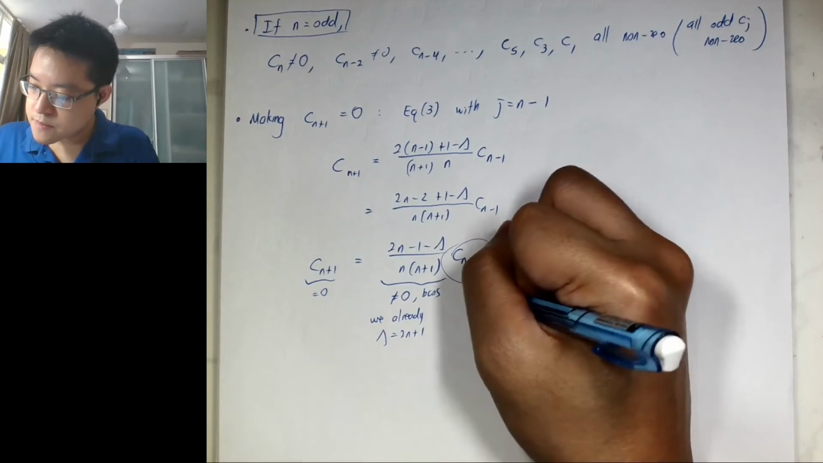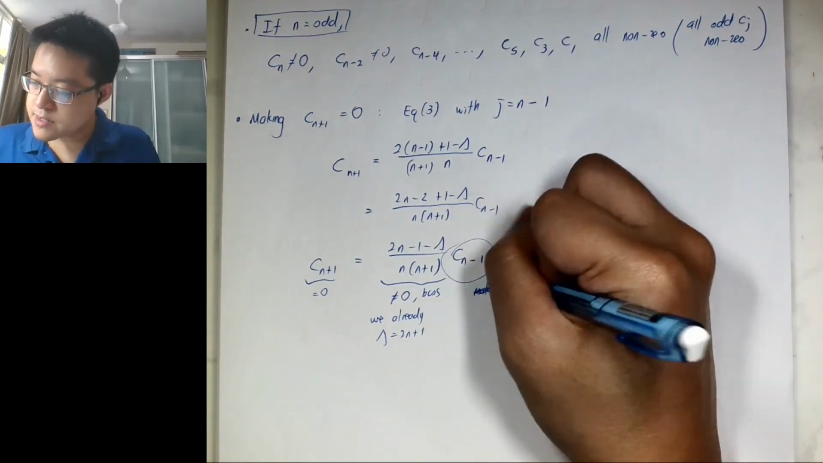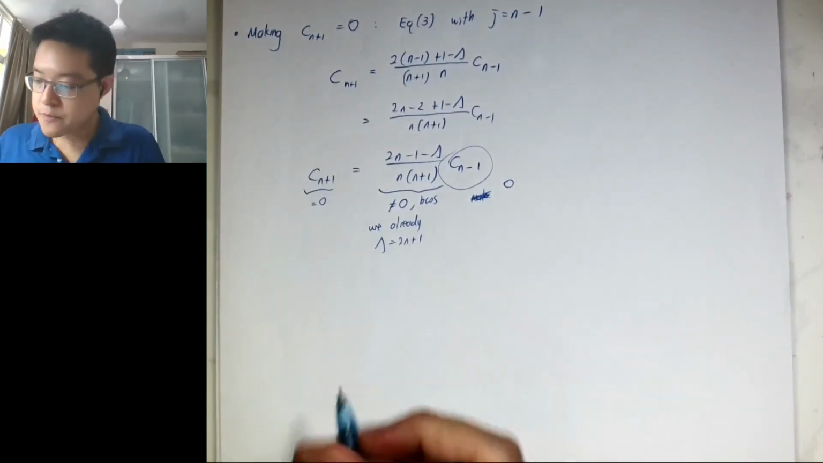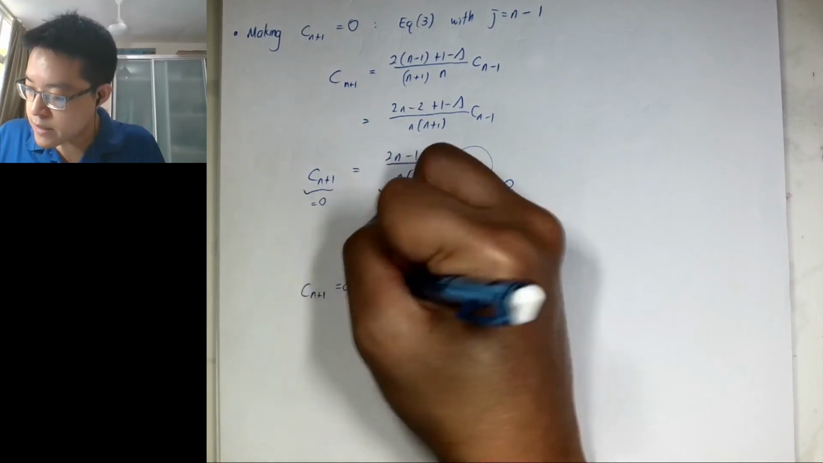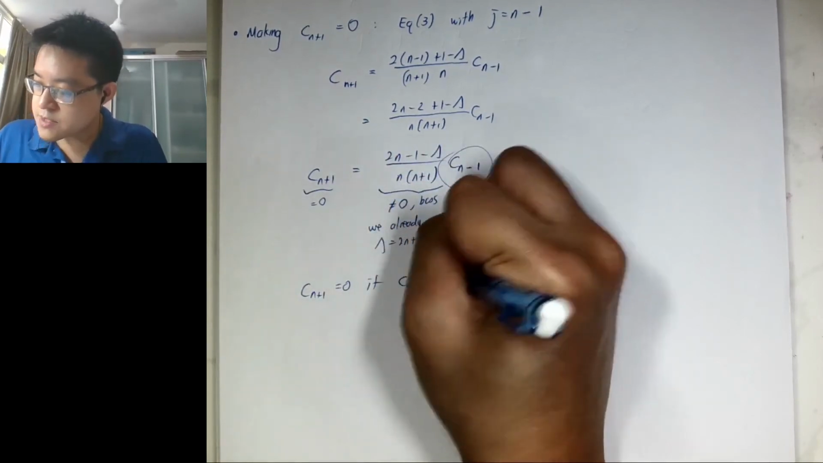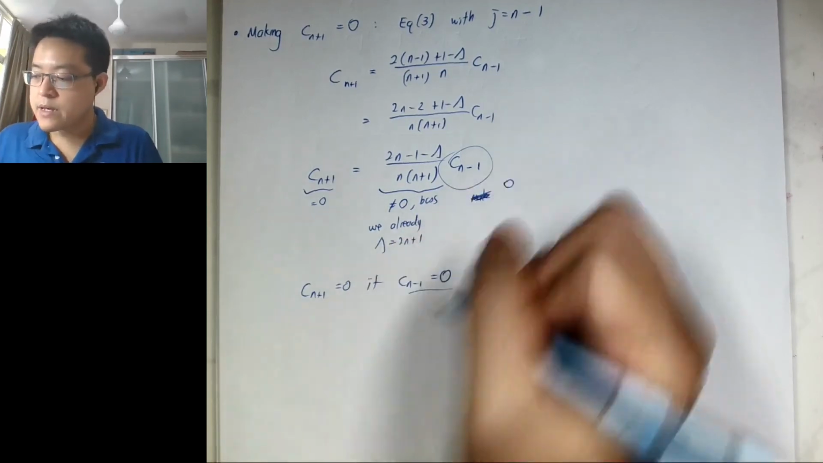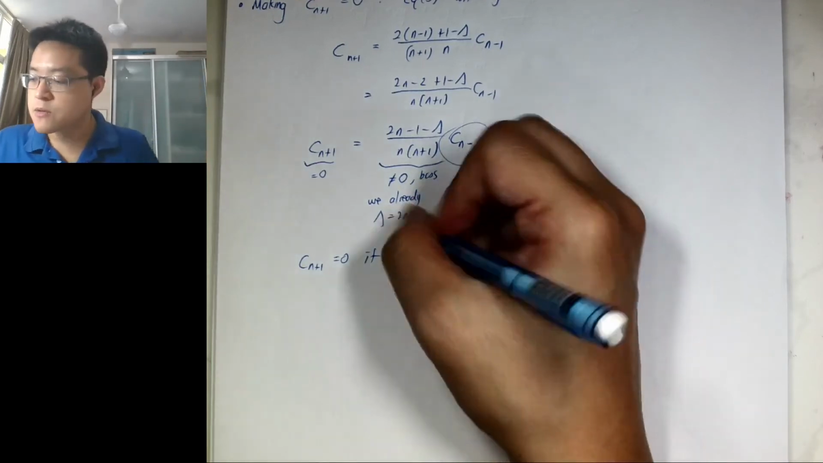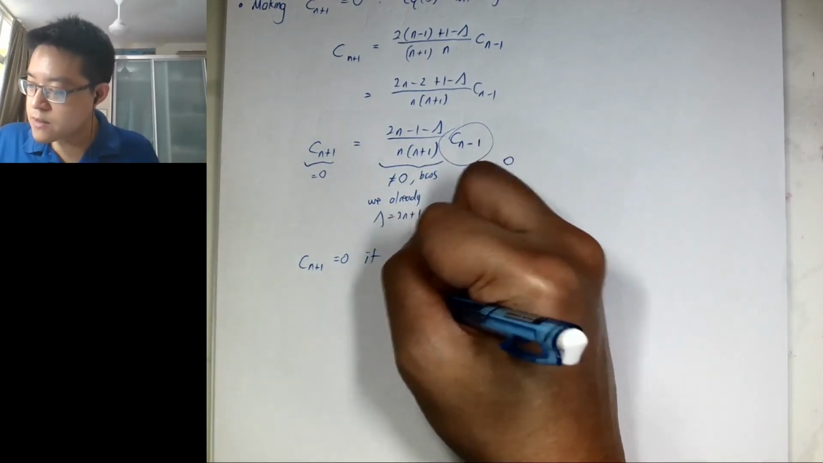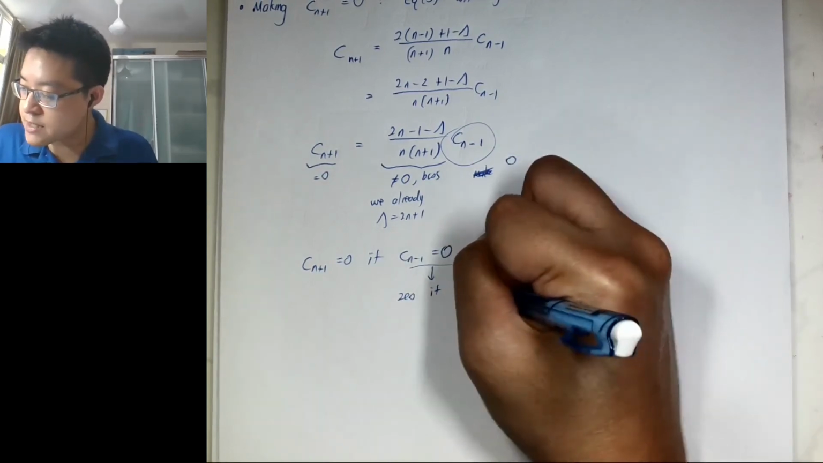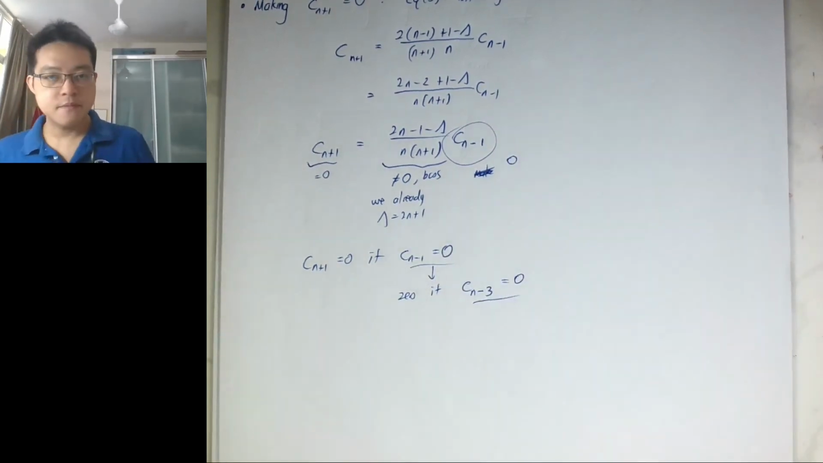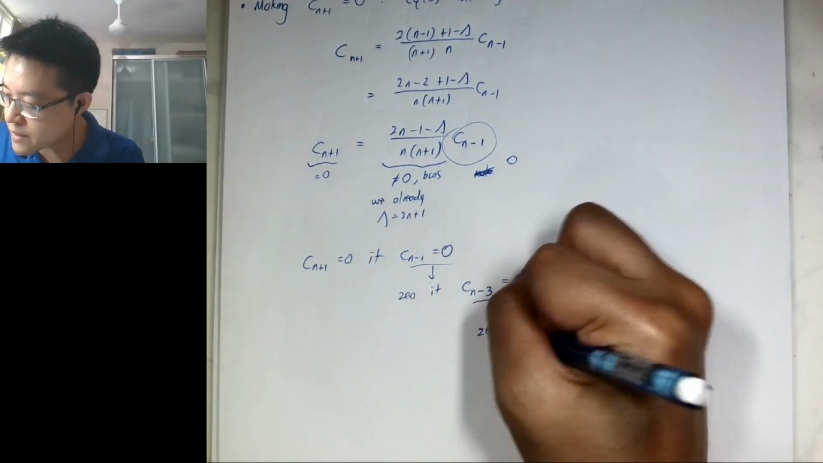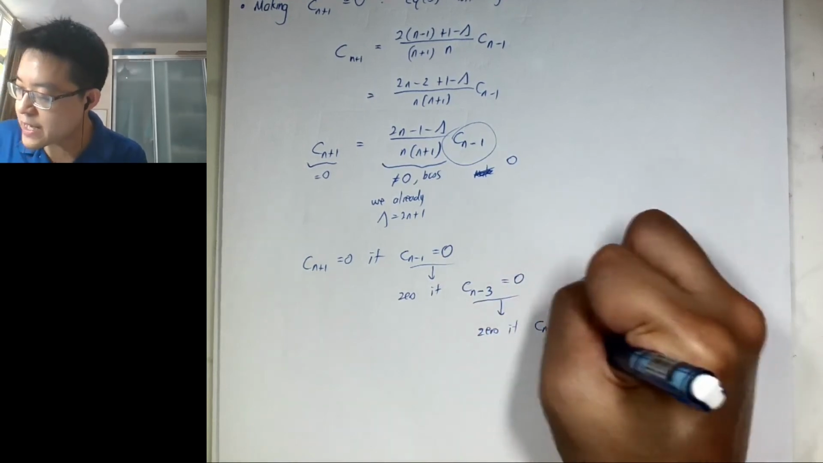So make this 0. Right? So if this term is 0, then Cn minus 1 is 0. So Cn plus 1 is 0 if Cn minus 1 is also 0. Okay? Then for this one we can apply equation 3 again. So how do we make sure Cn minus 1 is 0? So this one is 0 if Cn minus 3 is also 0. Right? But how do we make this 0? So yeah, we can go on forever. This is 0 if Cn minus 5 is 0, and so on and so forth.